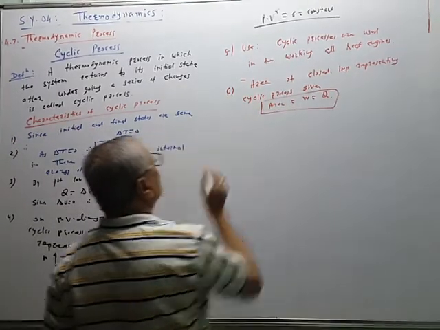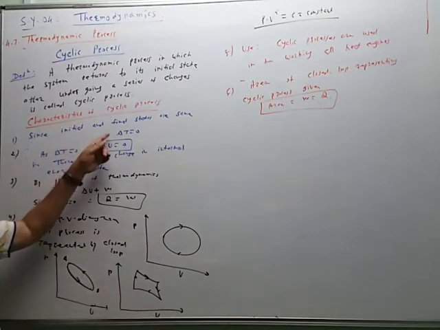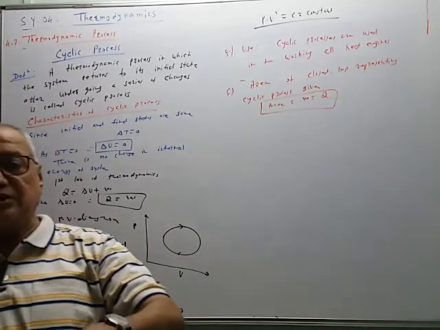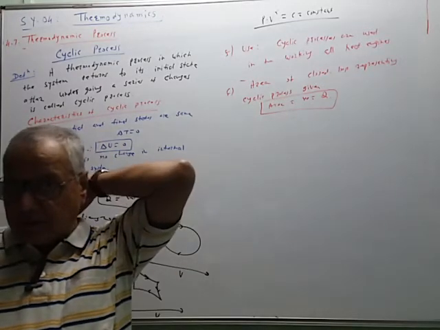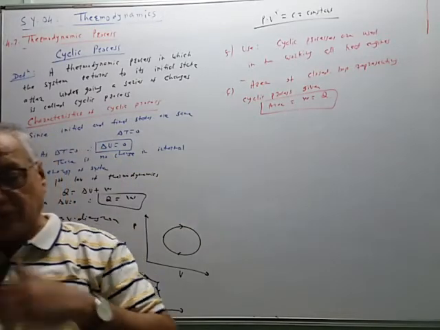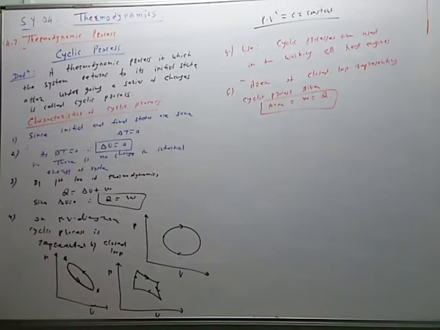So it is not 0. No change in temperature, so dU is equal to 0. Like this. The initial and final volume are the same. So this is about the cyclic process.